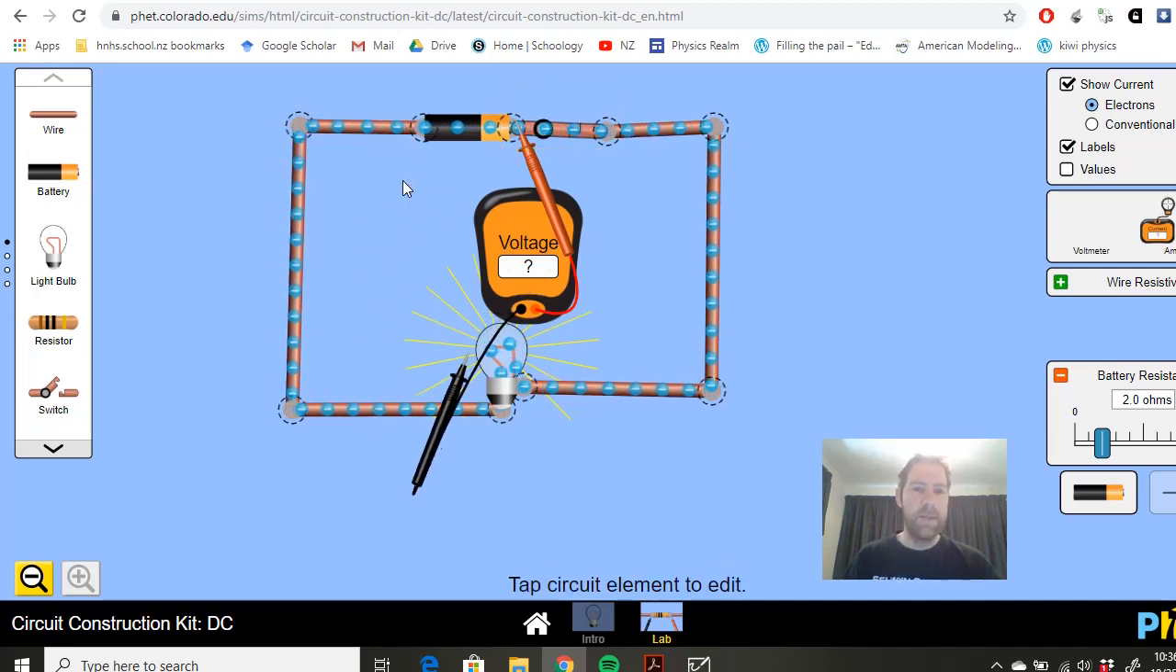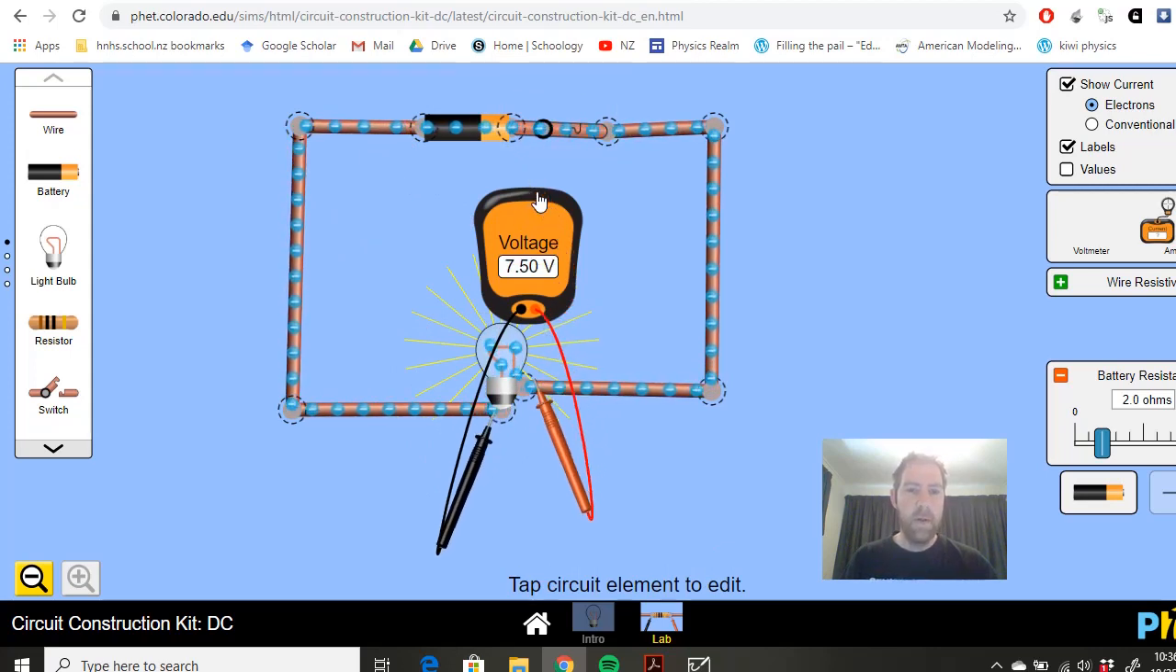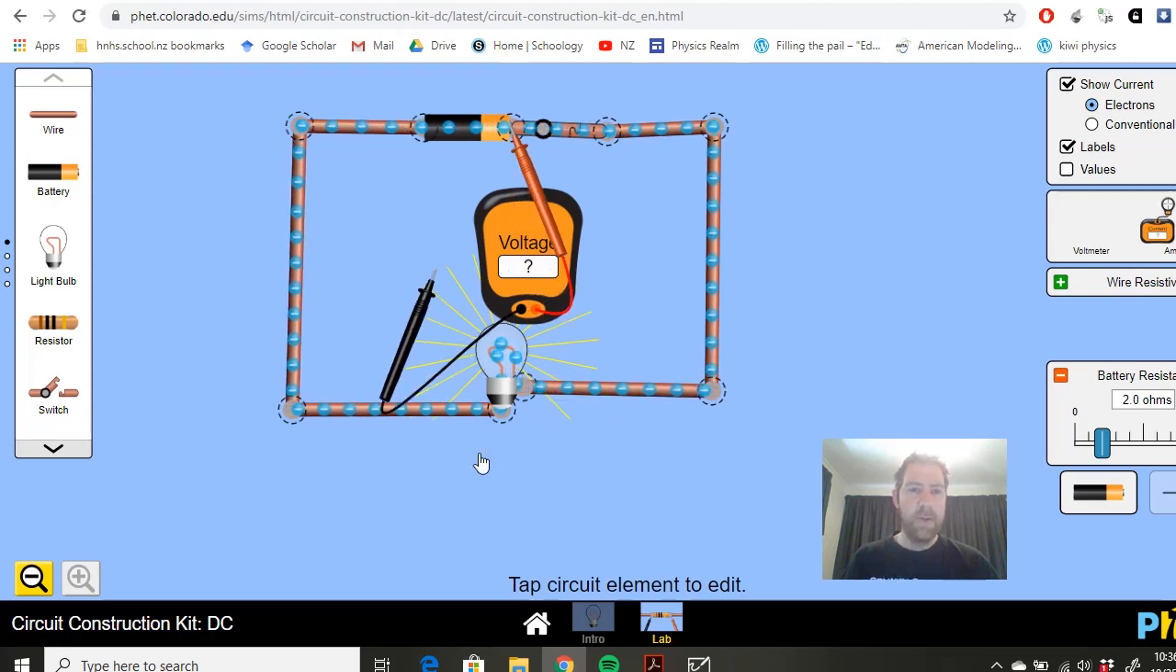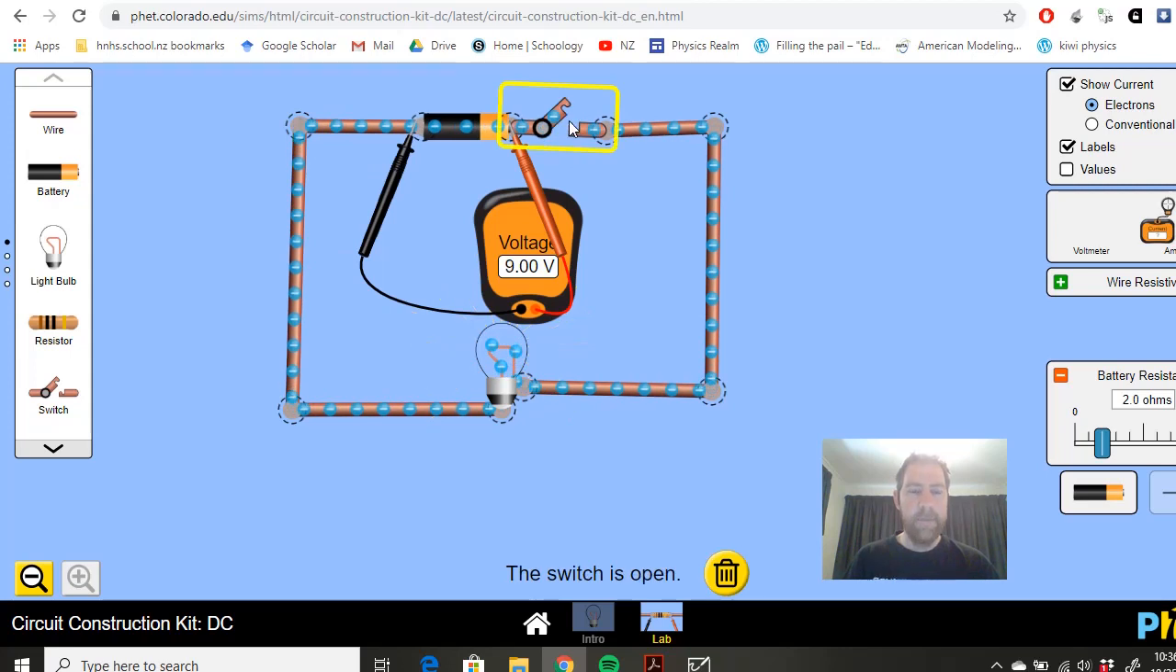Let's just check. What's the voltage over the light bulb? It also measures 7.5 volts. So I'll turn it off again. Back to 9. All right, so let's explore this further.